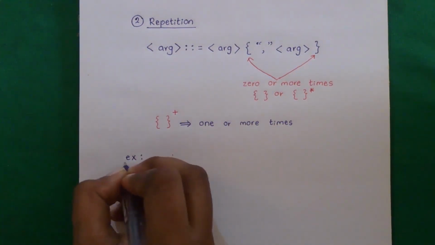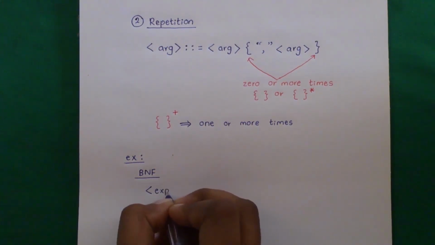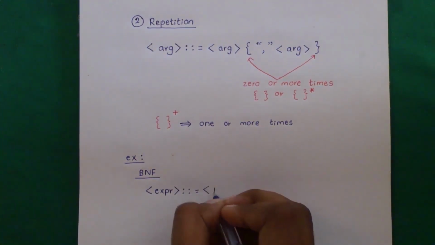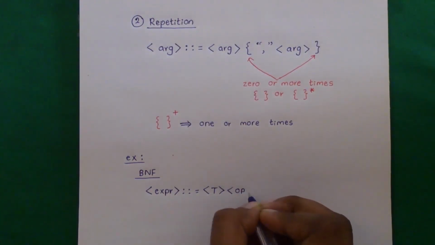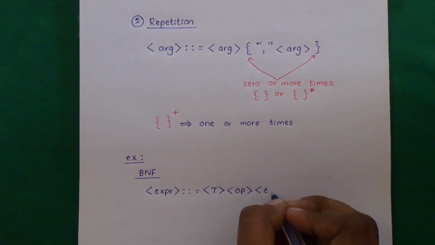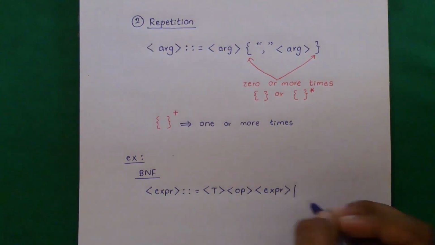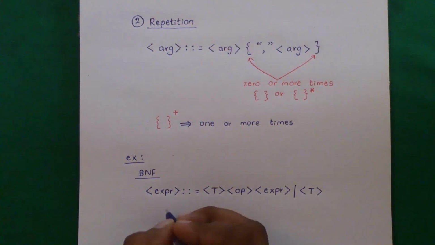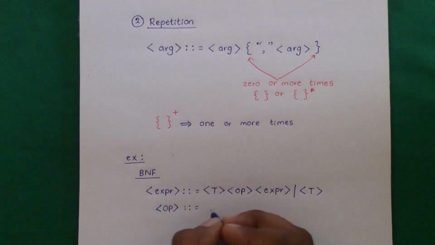You can see the example here. We can describe an expression as term followed by operator followed by an expression, or a term, in BNF. That means there is a recursion. We can describe the operator as the minus or the plus sign. We'll see how to write this grammar in EBNF.